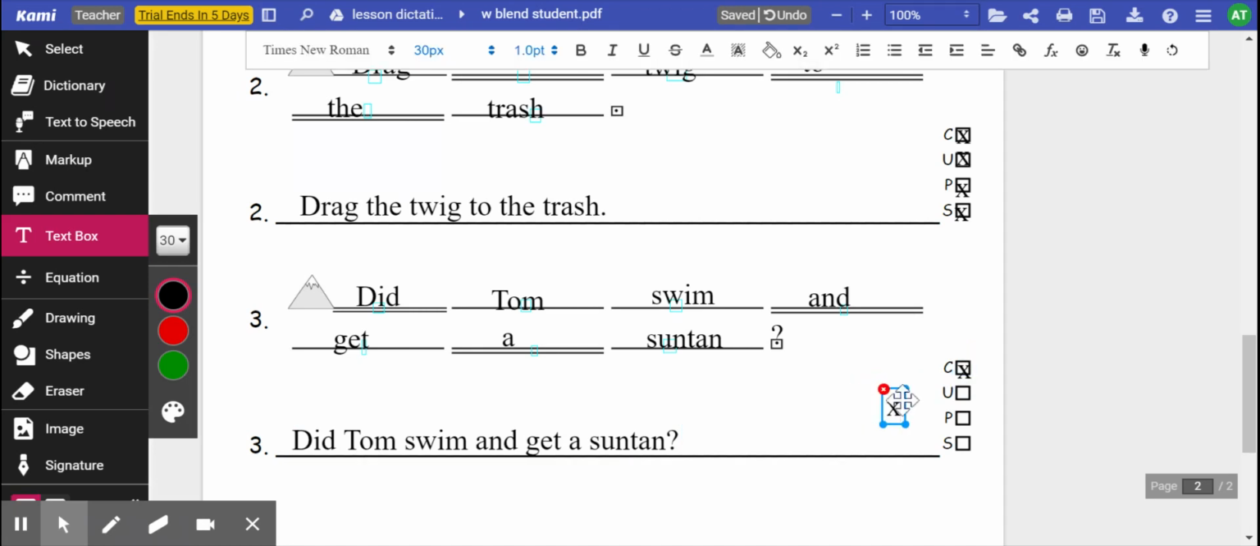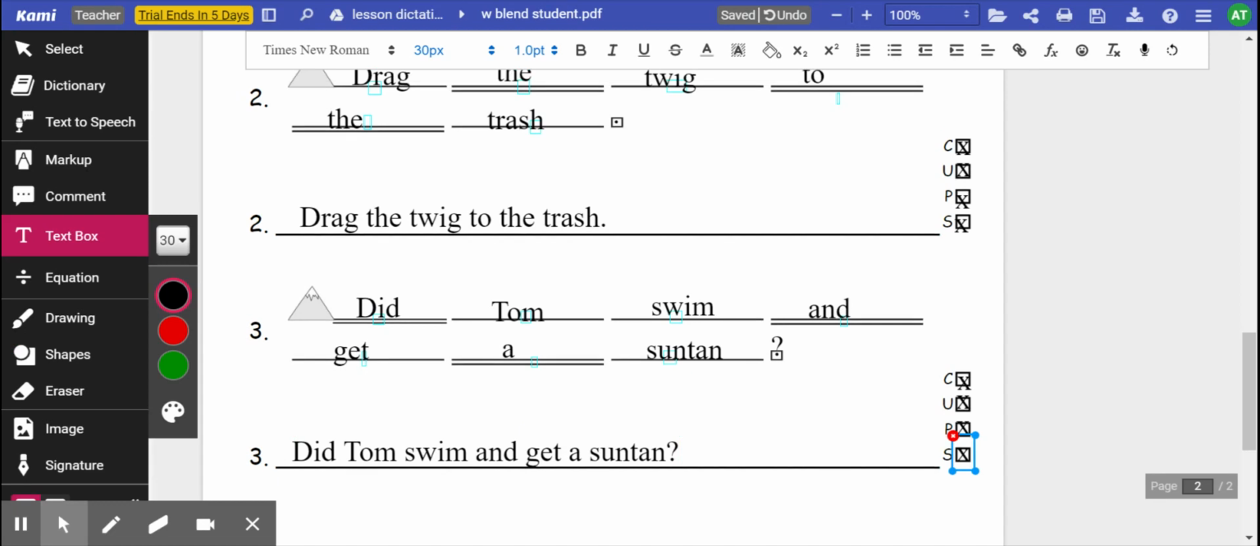Did Tom swim and get a suntan? Understanding. Yes, because it's summer and he's in Palm Springs. Does it end with a question mark? Yes. And check the spelling. Did you spell Tom and swim and especially suntan? Remember, suntan is a compound word. It's made up of two syllables that make one word. Okay? Or you can just say, did Tom swim and get a tan? Ha ha ha. All right.